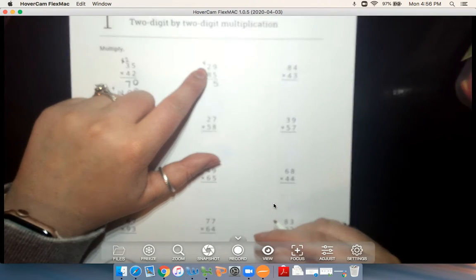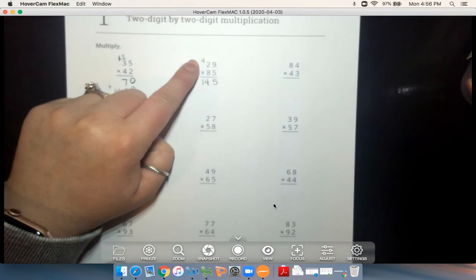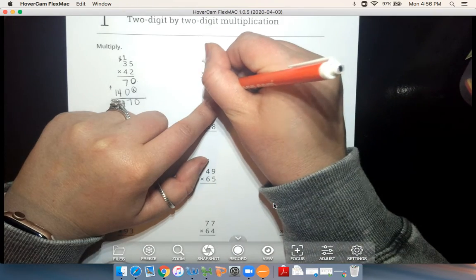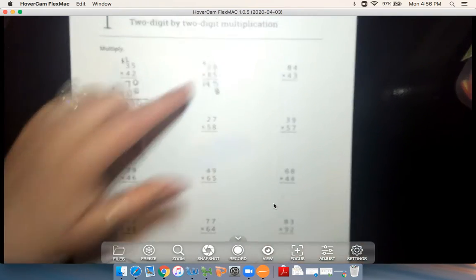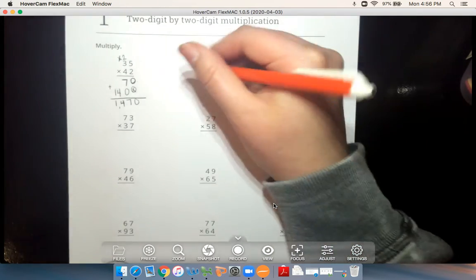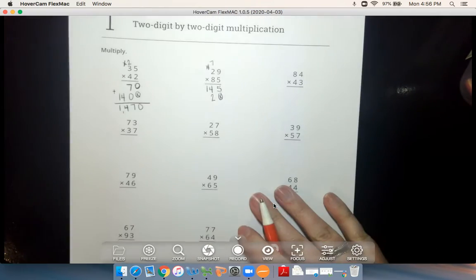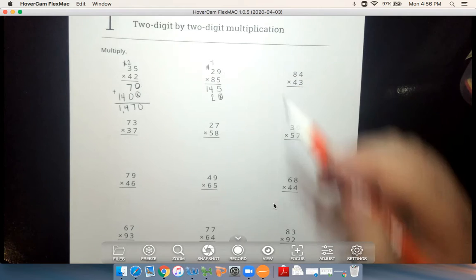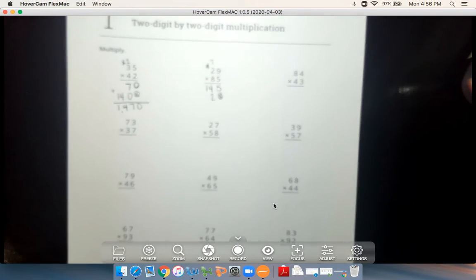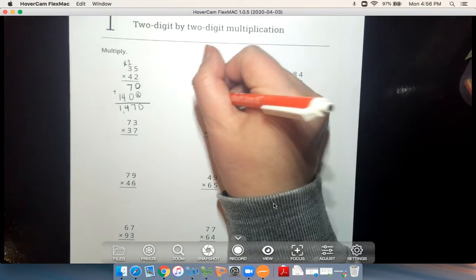5 times 2 is 10, plus 4 is 14. Okay. 8 times 9 is 72. So I'm going to put my 2 here. I've already used this 4, and so I'm going to put my 7 up here now. 8 times 2 is 16, and 16 plus 7 is 23.